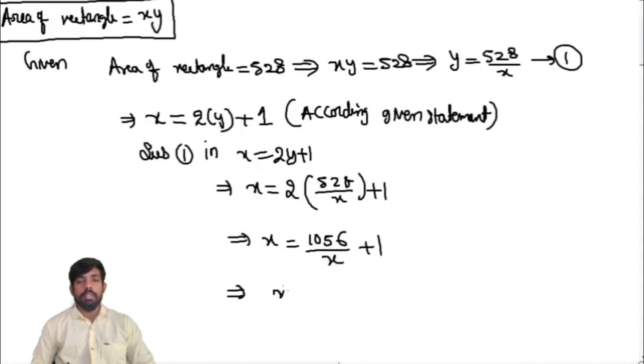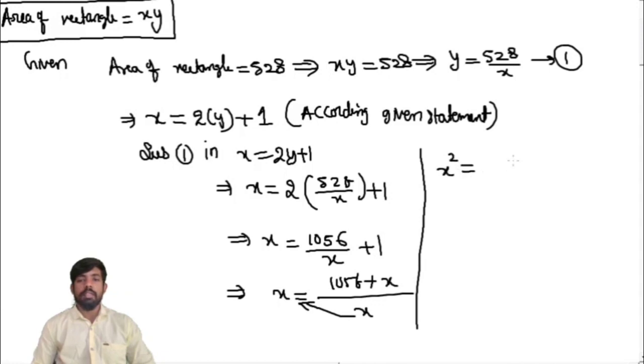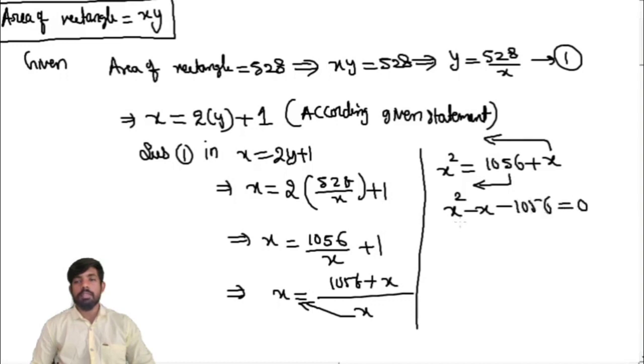So from here do LCM, first LCM x. So 1056 plus x into 1, x. Multiply x into x here. So we can write it as x² = 1056 + x. From here this is the framing of a quadratic. x² minus x, and this comes to the left hand side, minus 1056. Therefore this is the required quadratic.